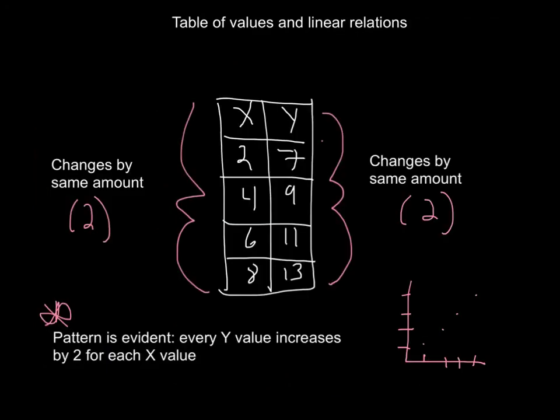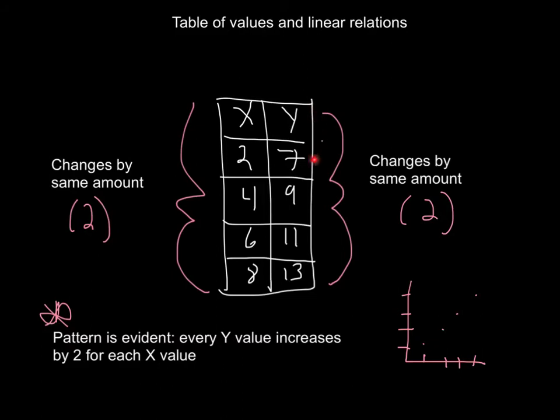So now we're looking at a table of values and linear relations. Rather than just looking at the graph, we're going to focus on the table itself. So here when we look at this table, my x values are going up by 2, 4, 6, 8. And the amount changes by the same amount each time. It's 2.